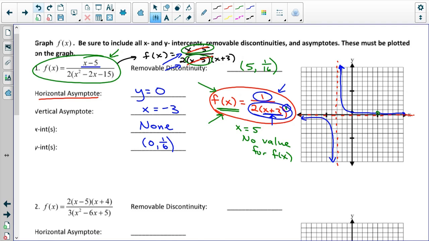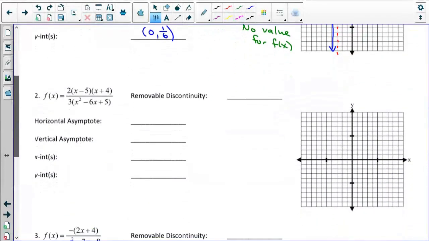And that makes sense because if I plug in any value that is less than -3, the denominator will end up being negative. And so I have 1 divided by a negative number. All of these values over on the left side should be negative. That is how I graph number 1.